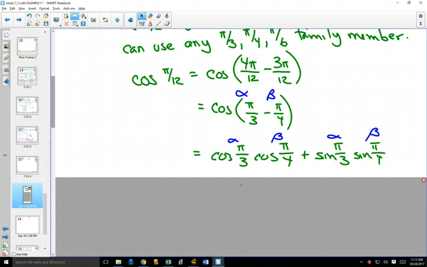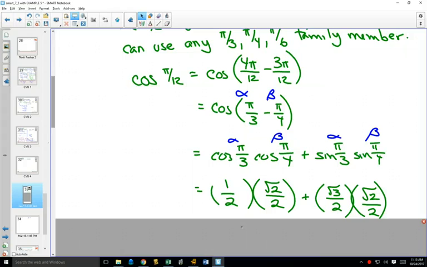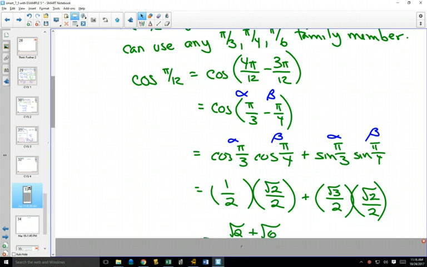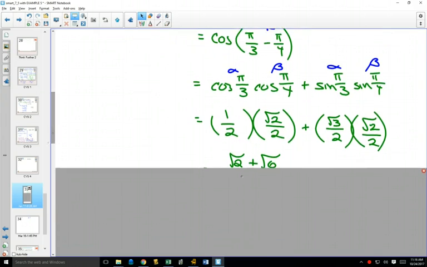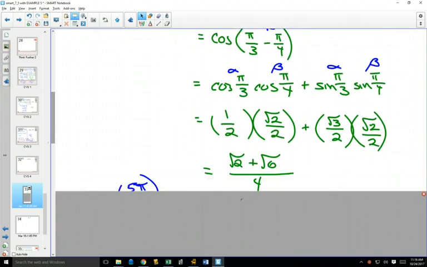So we go to our unit circle. And the nice thing is you'll be able to use your unit circle on your test. So these questions become a lot easier. What is cos of pi over 3? That's a half. Cos of pi over 4, root 2 over 2. Sine of pi over 3, root 3 over 2. Sine of pi over 4, root 2 over 2. And then you have to write your final answer as a single fraction. Can you see that you have a common denominator of 4? So you can just add the tops, root 2 plus root 6, all over 4.